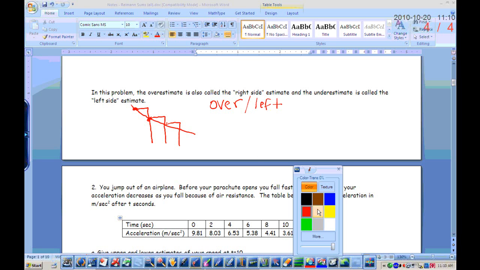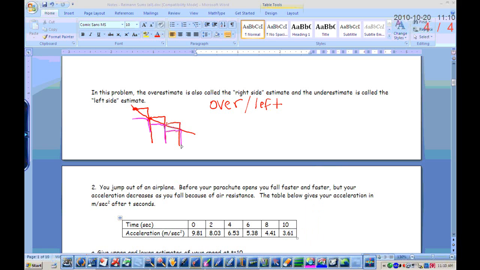But the underestimate, which I've drawn in purple, the curve is hitting the right side of those rectangles, so it's a right estimate. So you may be asked to give either an overestimate or an underestimate, or a left estimate or a right estimate, and you have to figure out which one it's supposed to be. Over or under is probably more simple, but they will use left and right on the AP exam.